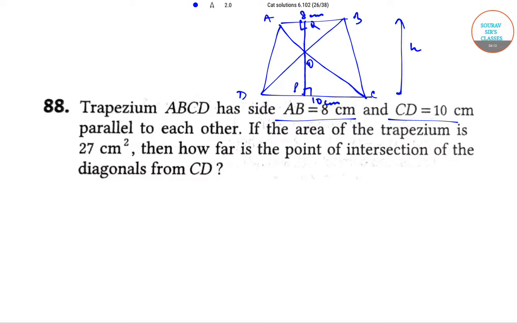So area, we know that area is equal to half into sum of parallel sides. So 8 plus 10 into distance between them, that is H. And it is given to be 27 centimeters squared. So 18H is equal to 54, and from here we get H is equal to 3.